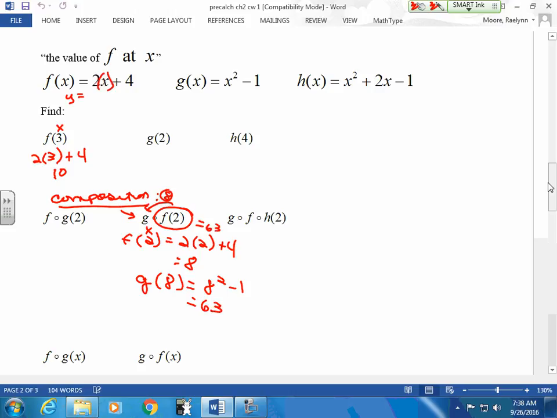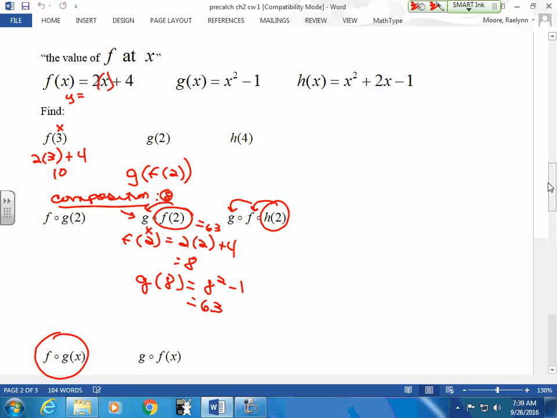Now they can put the little circle here, or they can just do it with parentheses. You don't have to put a little circle there. If we have more than 2 of them, same rule applies. Start at the right, plug this into H, plug that result into F, plug that result into G. Good?